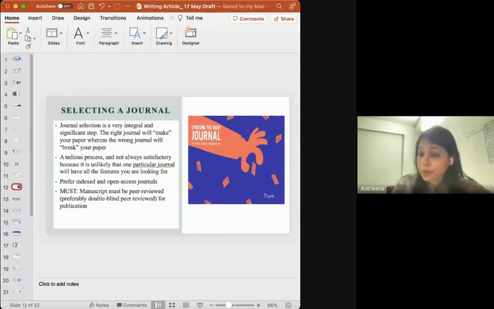Prefer indexed and open access journals. Indexed journal, as Sir has already mentioned, helps you get exposure in the long run, and it's always important that you send your article to an indexed journal. Otherwise, it's a wastage of your valuable output.